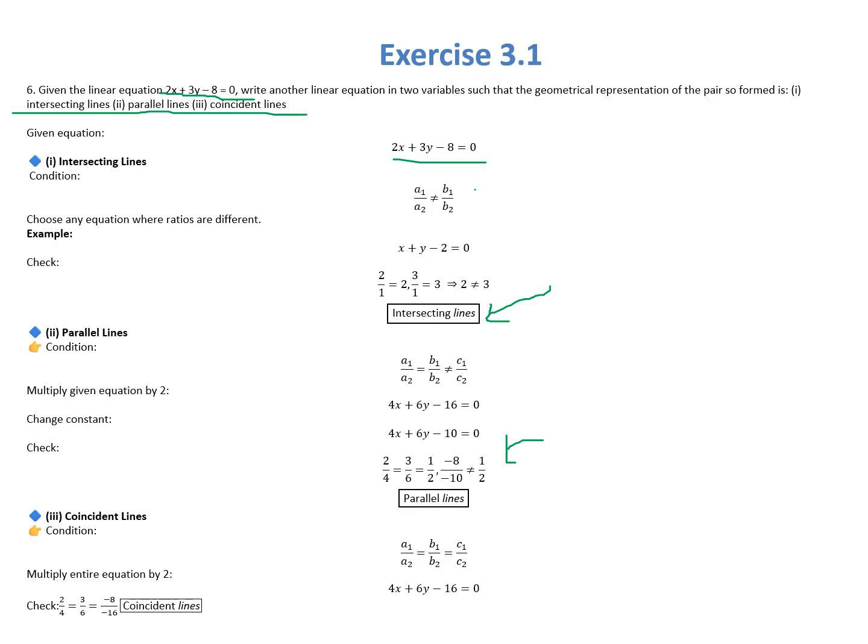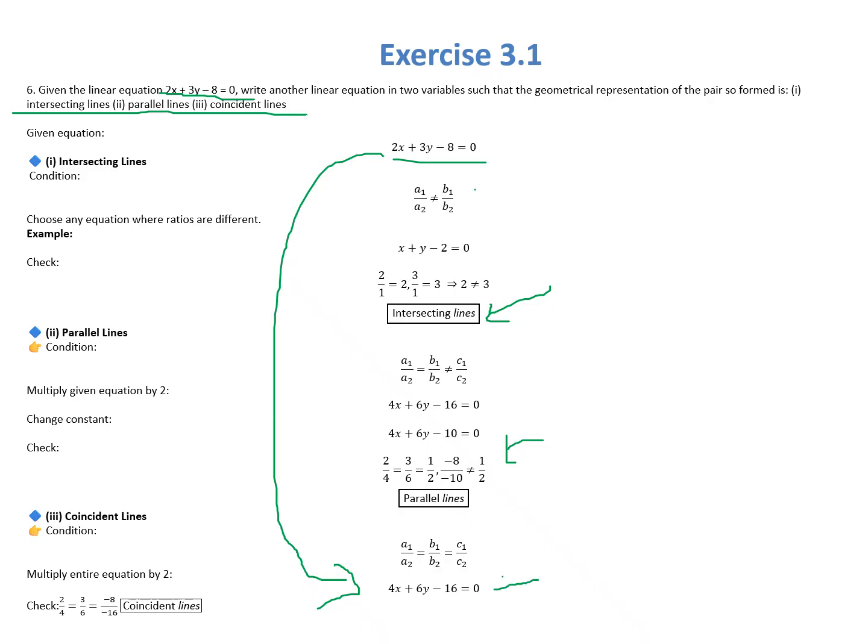And then we have to create a coincident line, which means that all three ratios have to be equal. So if our equation is 2x plus 3y minus 8, equivalent means we can multiply it by any number. In this case, we have multiplied the original equation by 2. So 2x plus 6y minus 16 is equal to 0.